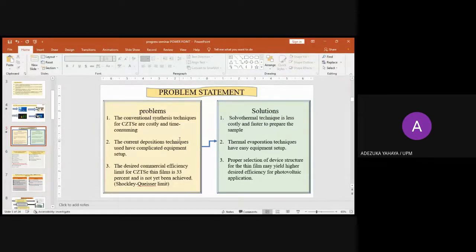I have a solution to the problems: the subatomic technique is less costly and faster to prepare the sample. After I obtain the sample for CZTSe, I'll use thermal evaporation technique to do the fabrication, and this technique has an easy equipment setup. After that, I'll select a proper device structure for the thin film that may yield higher desired efficiency for the photovoltaic application.